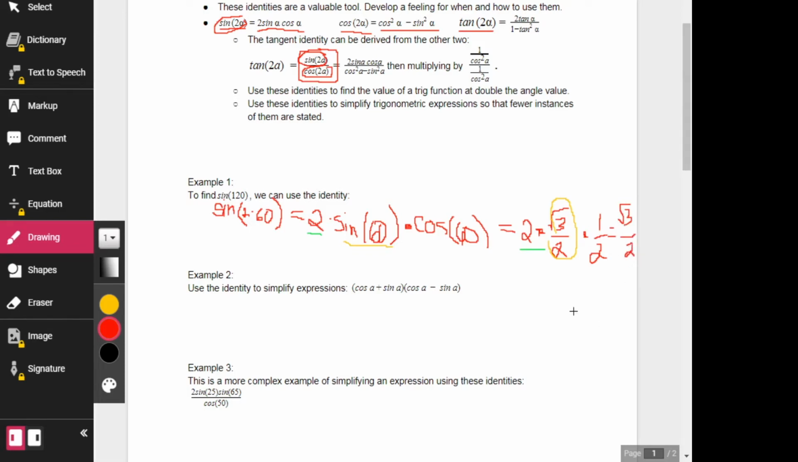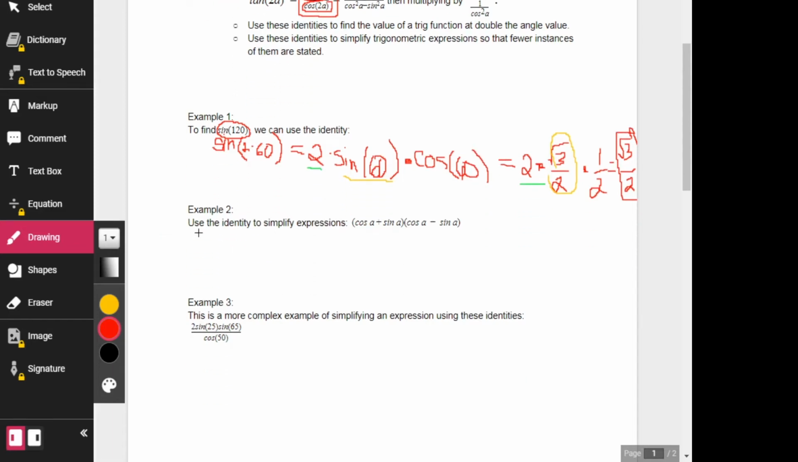So sine of 120, remember this is what we started with. If we forgot the unit circle, we can use our double angle identities to make up for the fact that we forgot the unit circle, and you can still evaluate this. So that's why it's just a tool, another tool you can use. This would be the final evaluation: root 3 over 2.